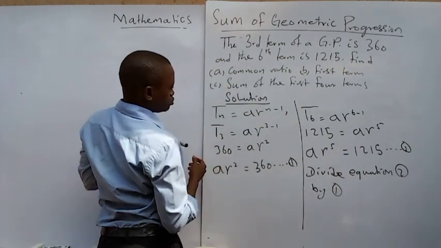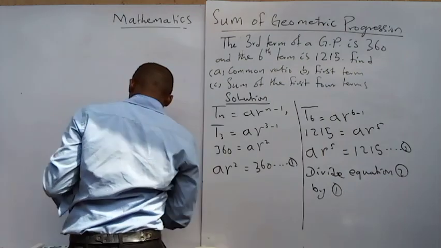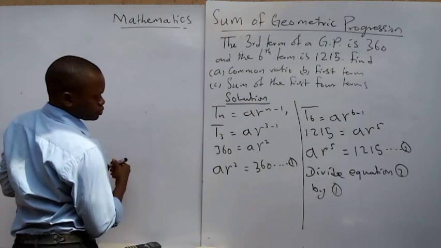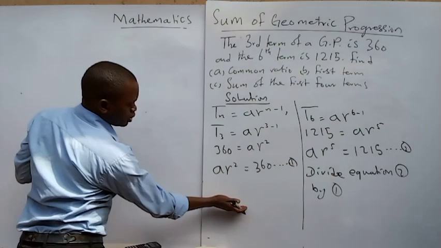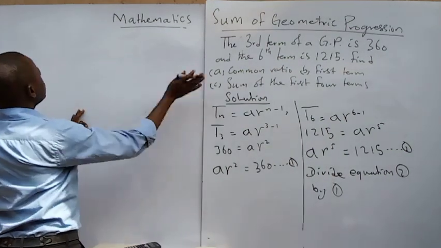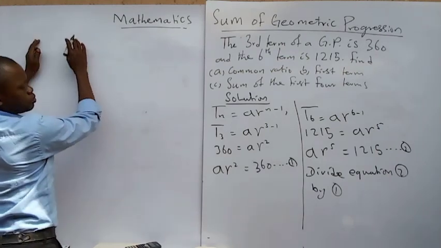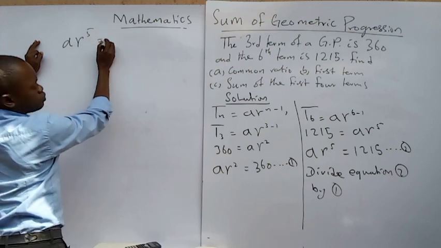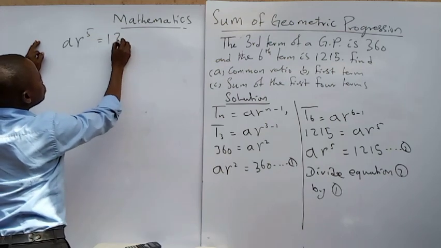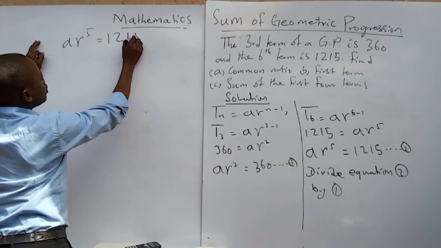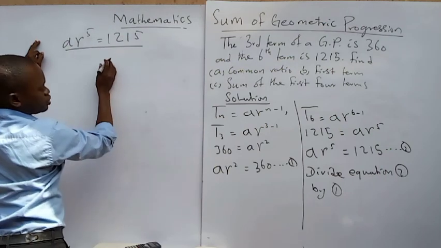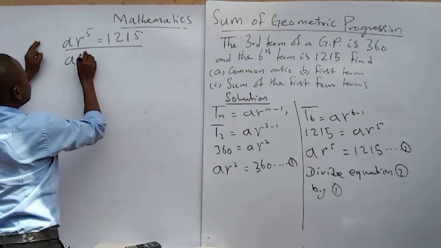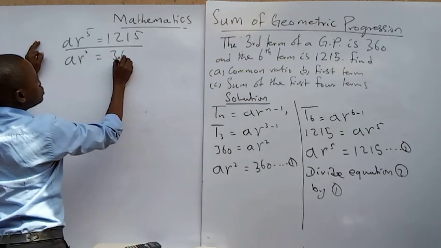Let me do it where it will be very clear. Divide equation 2 by 1. So we will have a r raised to power 5 equals 1215, all over a r squared equals 360.